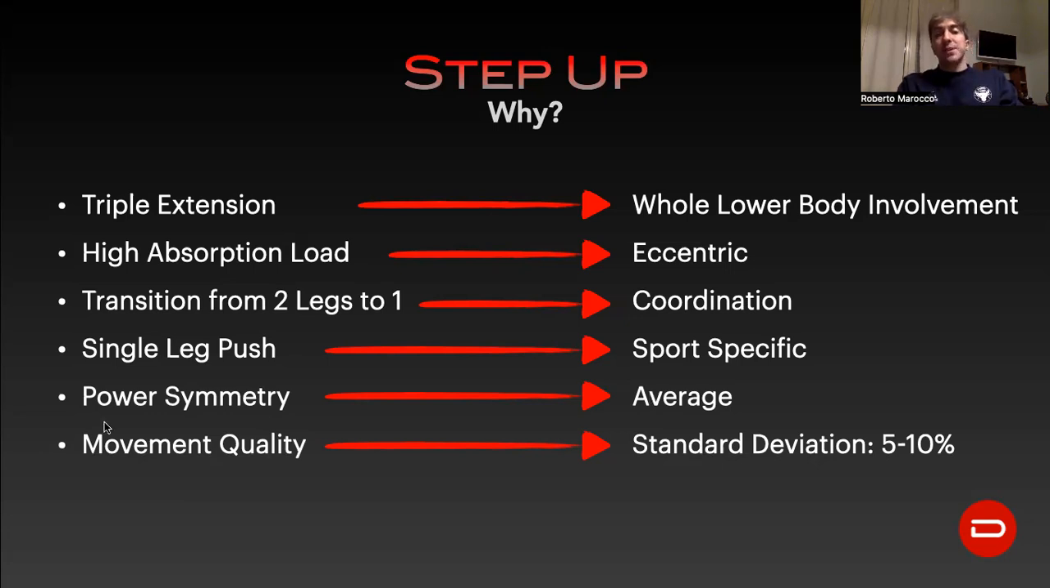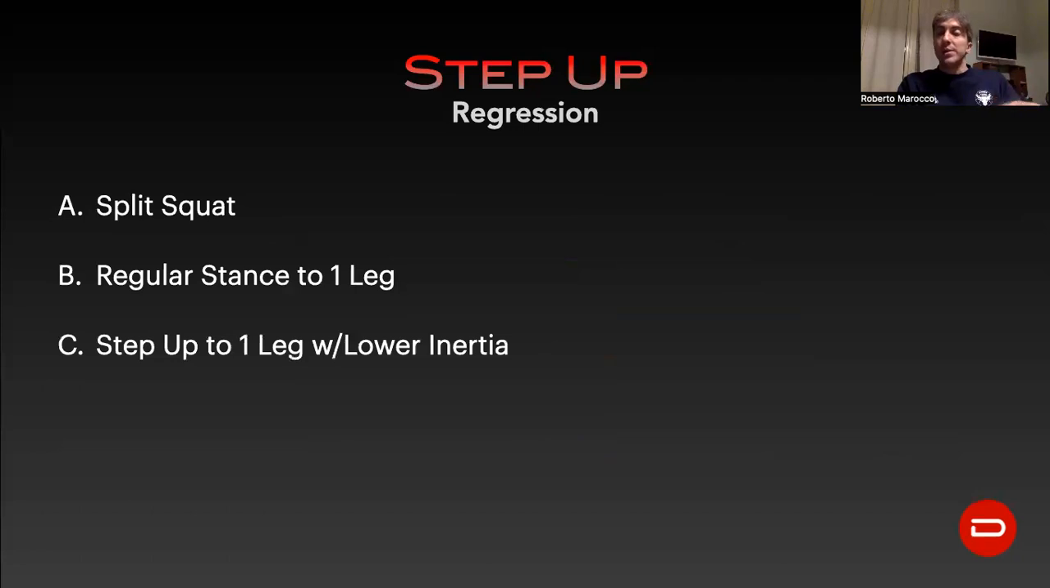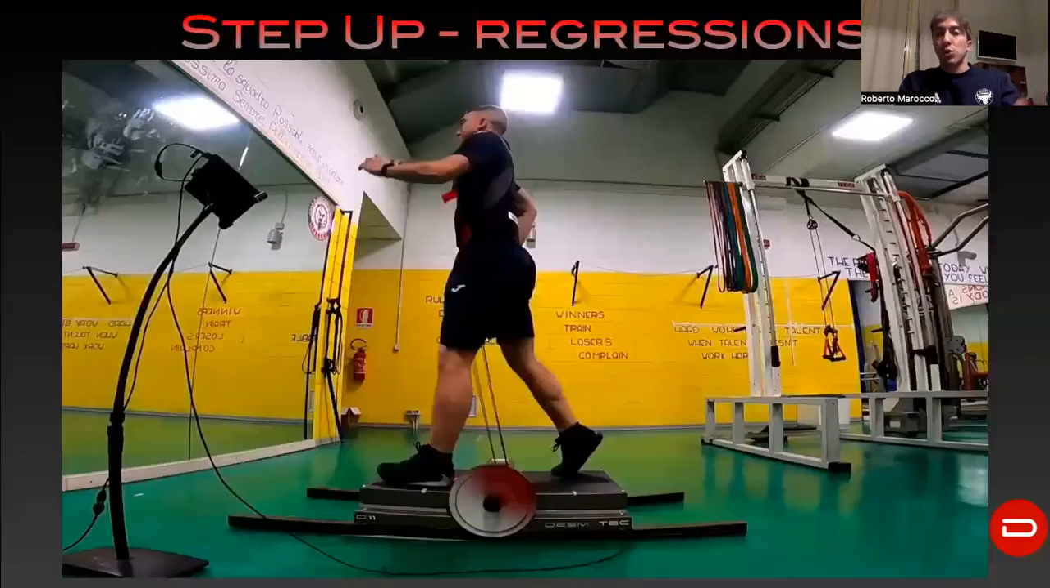Another really important aspect is the movement quality. I need a standard deviation from 5 to 10%. If my player has a low movement quality, I do a step backward with a regression. What does it mean? I propose different exercises with an easier level of difficulty. So we start with the split squat, then we pass to the regular stance to one leg, then we do our exercise with a lower inertia. So the eccentric phase is easier. I show you what I mean.